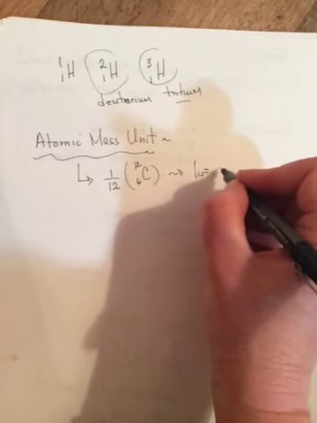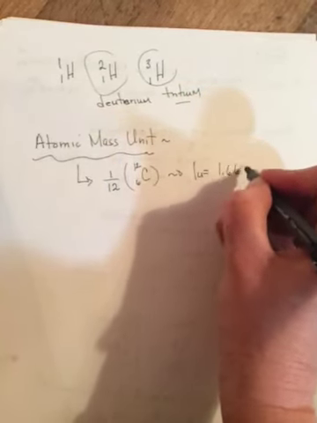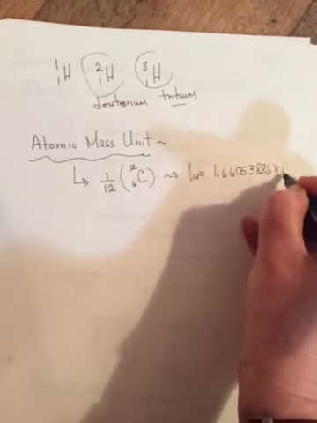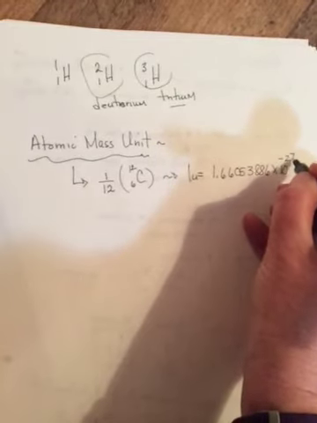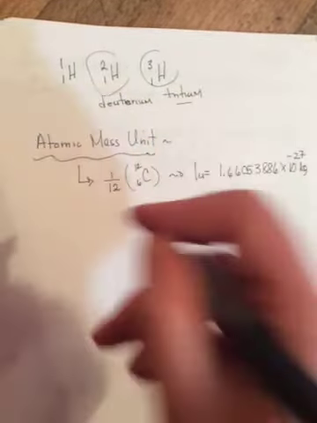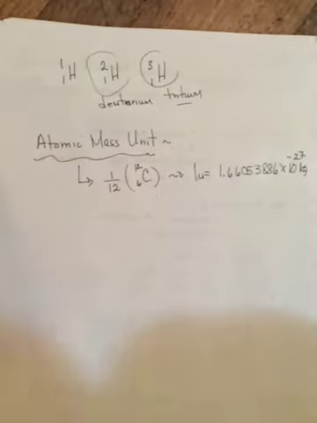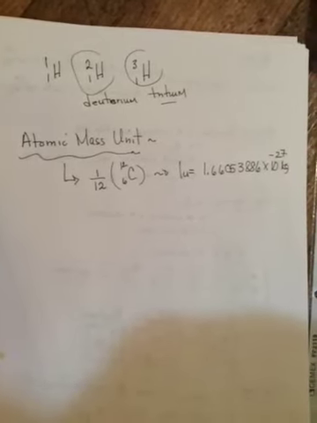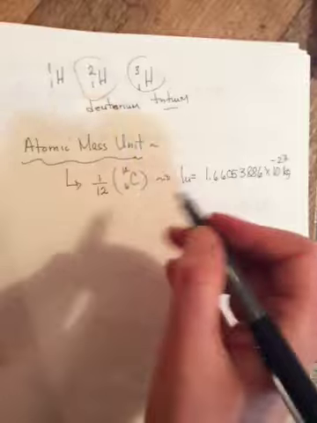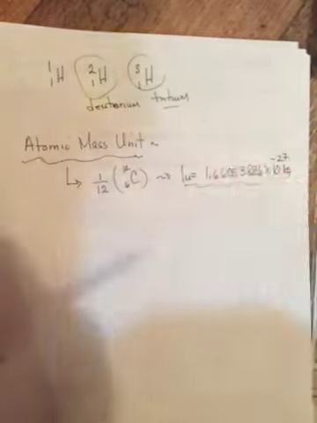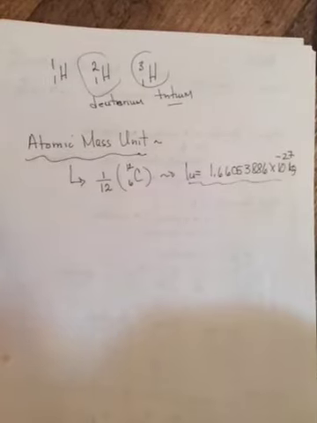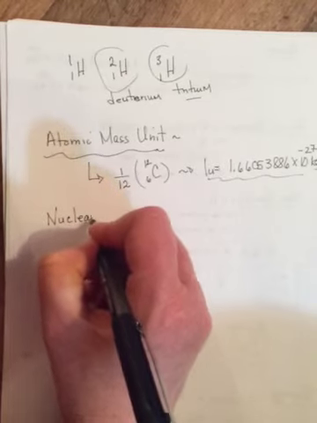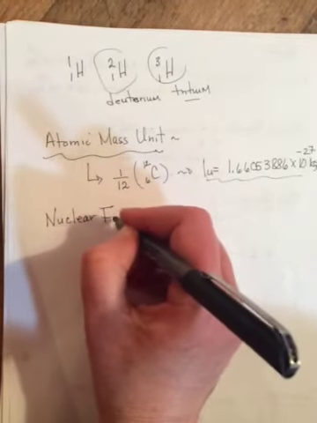So 1 u is equal to 1.66053886 times 10 to the negative 27 kilograms. Okay, so that's what an atomic mass unit is. It's really kind of like the average of a neutron and a proton together. So atomic mass unit, and that will come up again as we go along. And then the one other thing for today, for the intro into nuclear, is the nuclear forces.